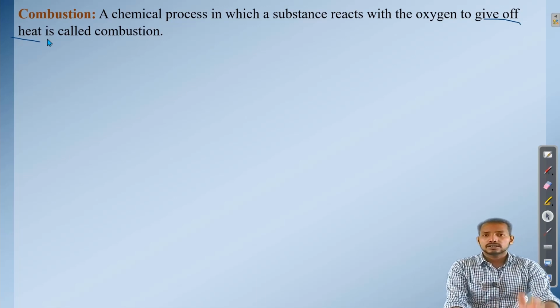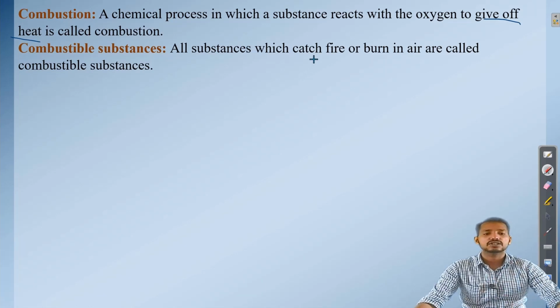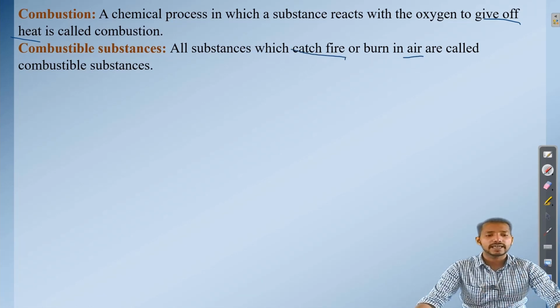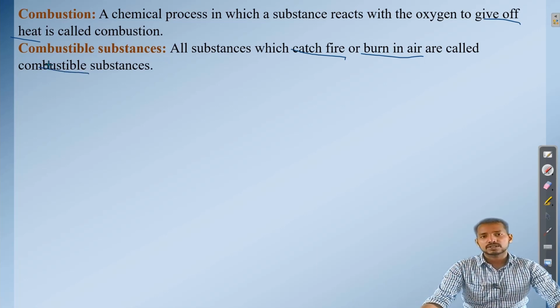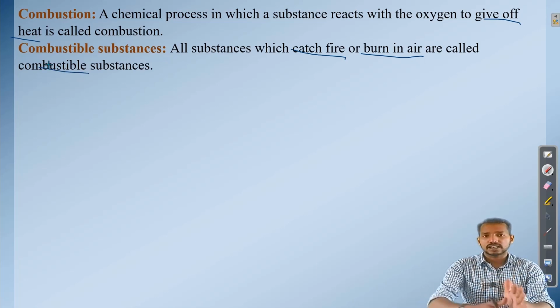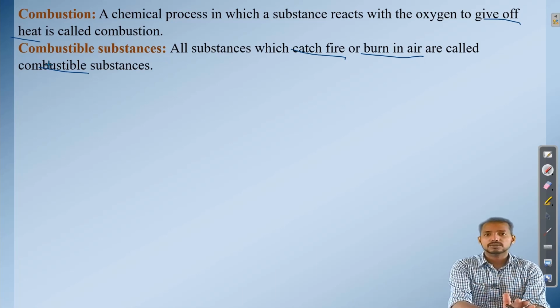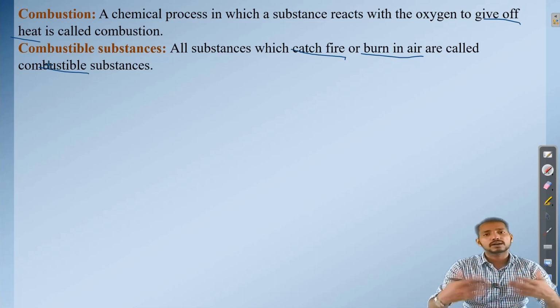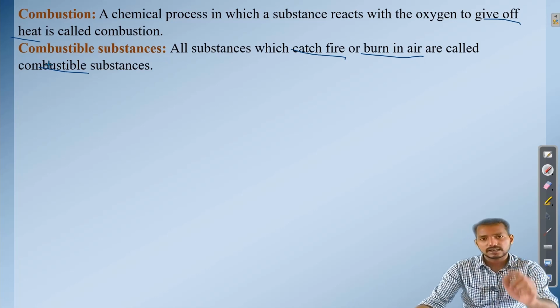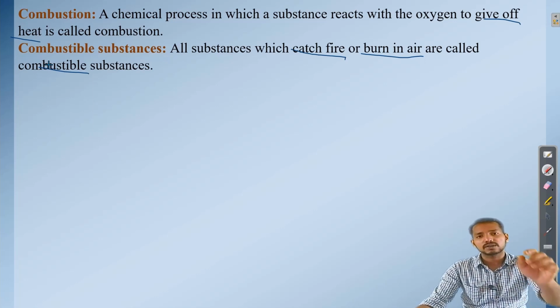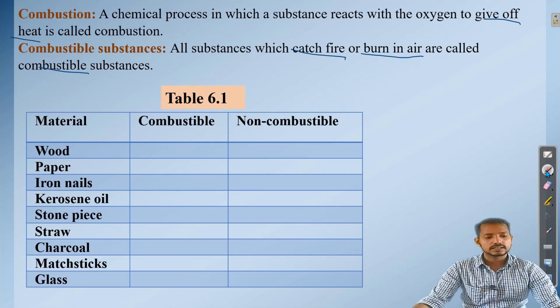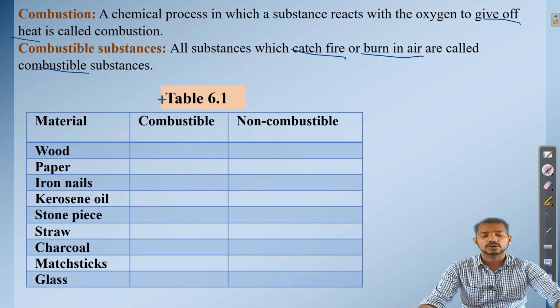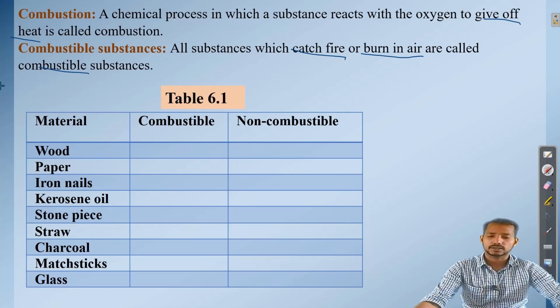And what are combustible substances? All the substances which catch fire or burn in air are called combustible substances. That means there are some substances which can be burned, they are called combustible, and those which cannot be burned are non-combustible substances. Let's take table 6.1 given in your textbook. Here there are some materials given. We need to classify whether they are combustible or non-combustible based on that property.